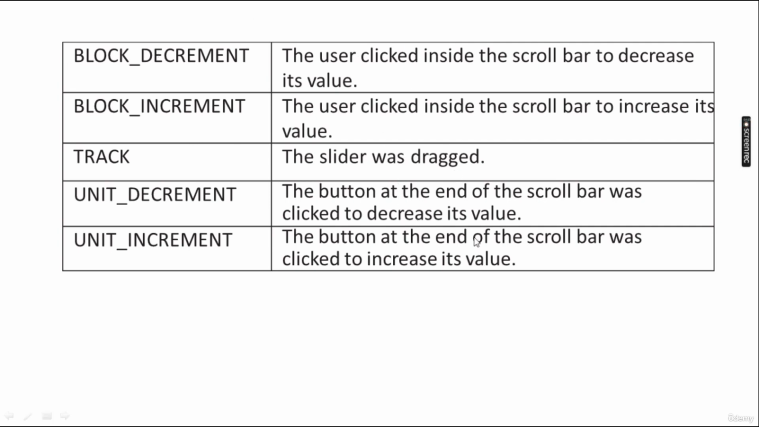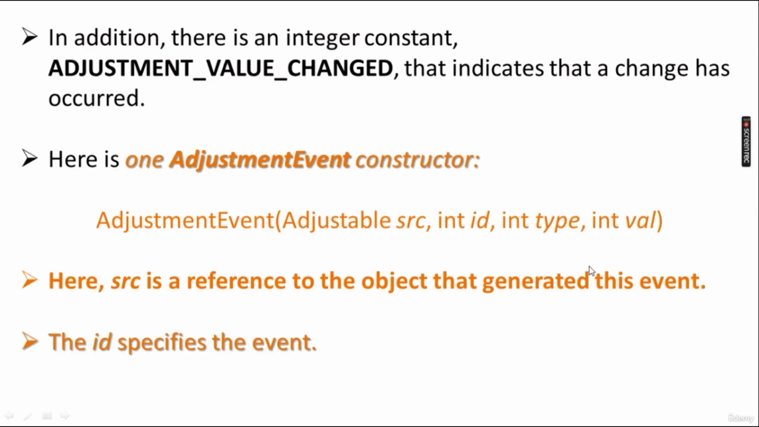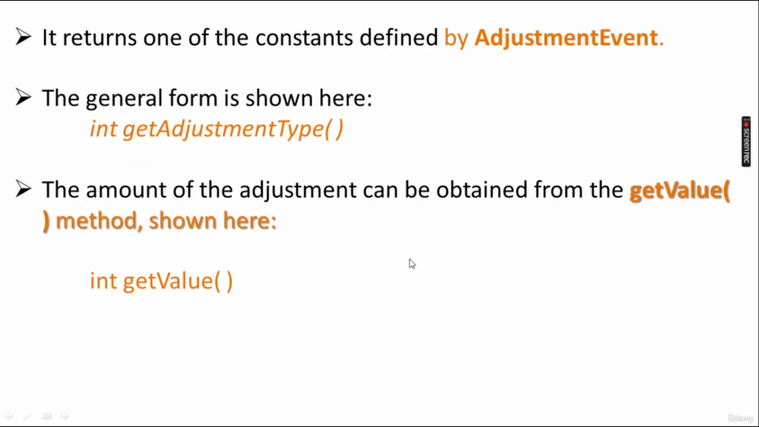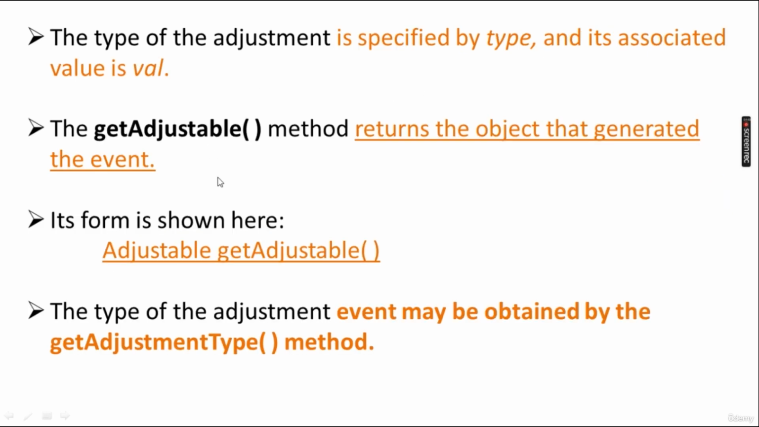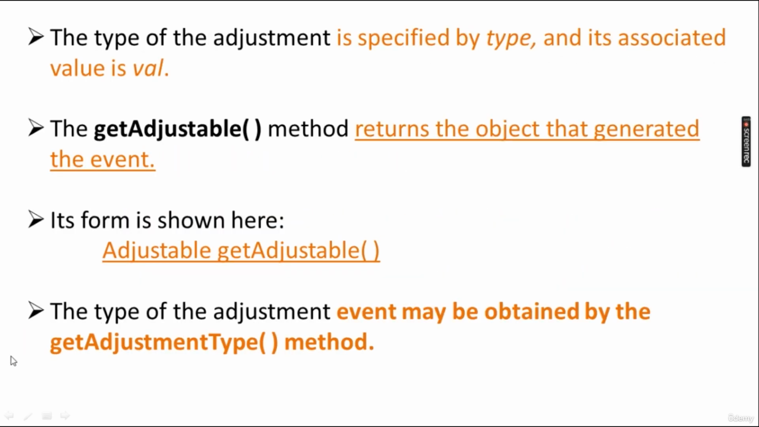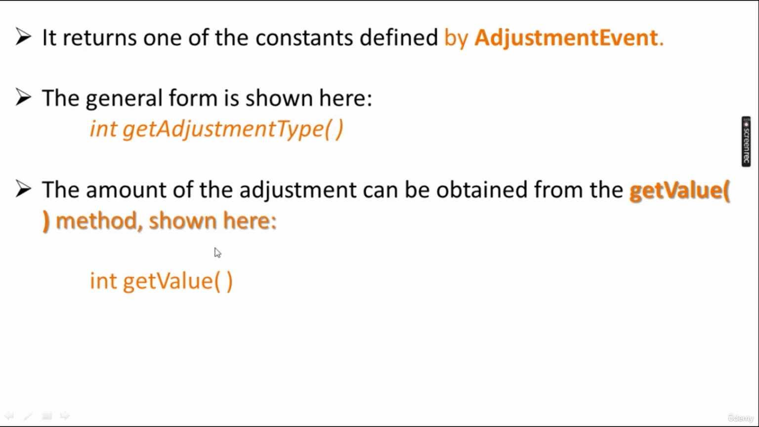Okay, you can take a screenshot of this or you can go through it and write it down also. Okay, so when you practice you will remember it more. Next, it returns one of the constants defined by AdjustmentEvent. Okay, so adjustment types are these types. Okay, so this will be generated by this method. Then getAdjustmentType, format is int getAdjustmentType.